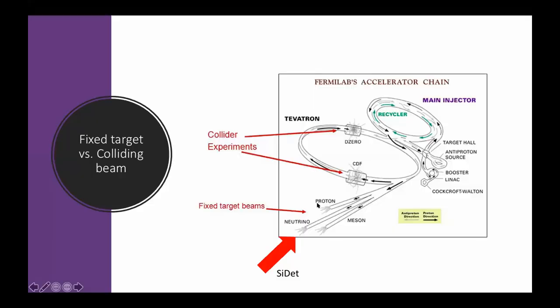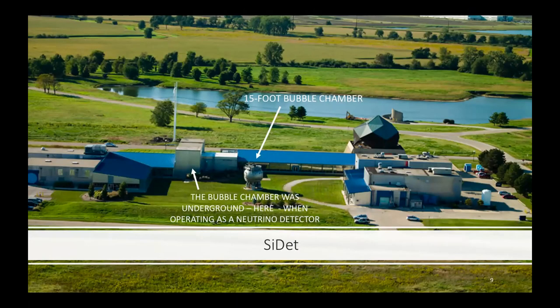So that requires a little bit of explanation. Usually we think of Fermilab as a colliding detector, but in the first days of operation, the accelerator only accelerated protons that hit the target, as I mentioned, and produced all these particles, and physicists put targets at the end of these fixed target beam lines. So in those days, SiDet didn't exist as SiDet, it existed as the bubble chamber area. This is a picture of SiDet today, and here's the bubble chamber that used to be underground here when the neutrinos came from this direction to interact in the bubble chamber to study neutrino physics.